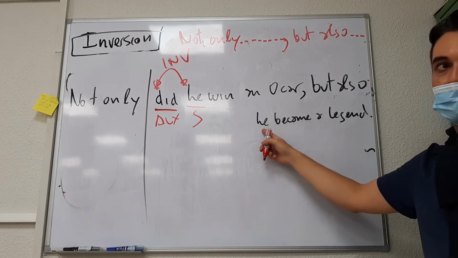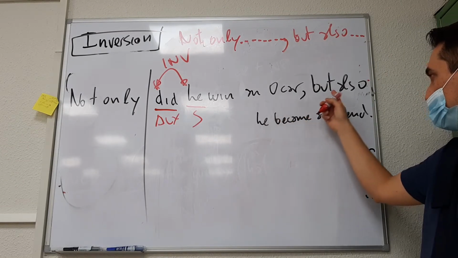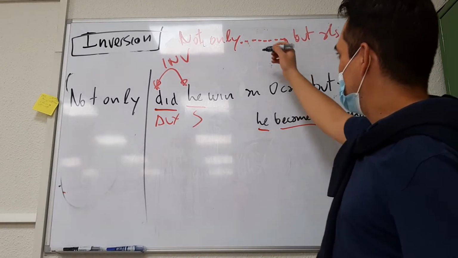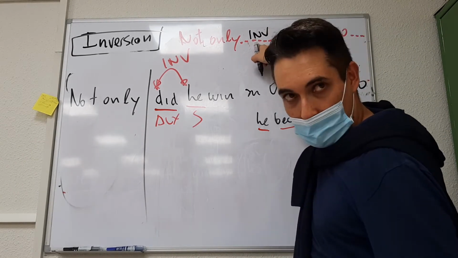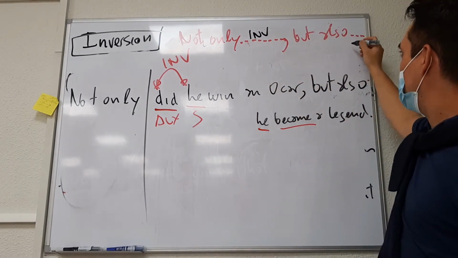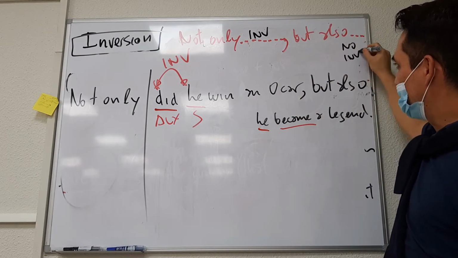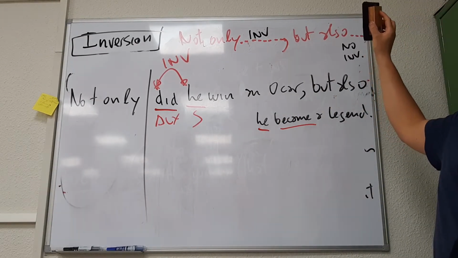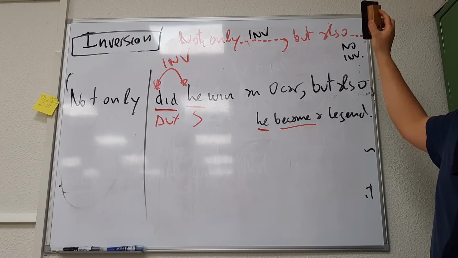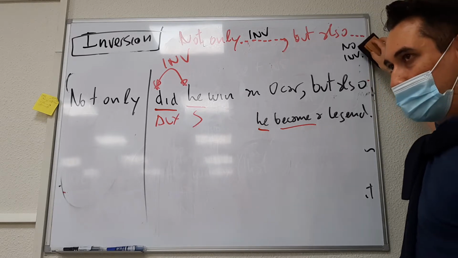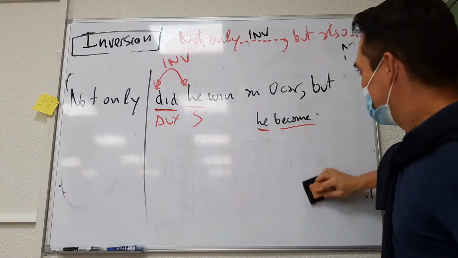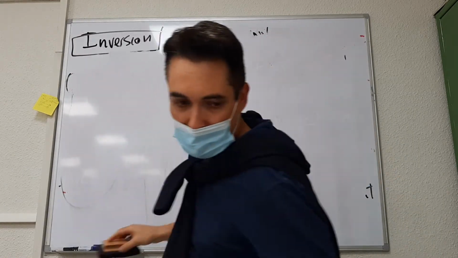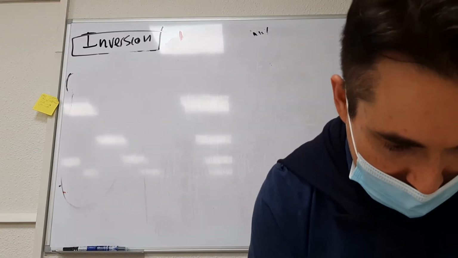After but also, is there an inversion? No inversion. But also, he became, no inversion. So I would place the inversion here. Not only, blah, blah, blah, with inversion, but also, blah, blah, blah, with no inversion. Yep. May I? The clock is ticking. Not only inversion, but also no inversion. Okay, another one.